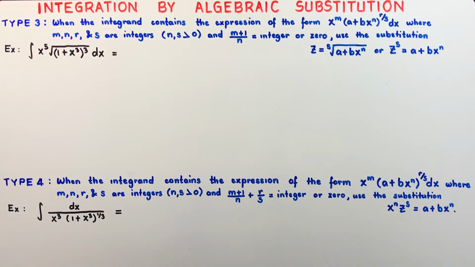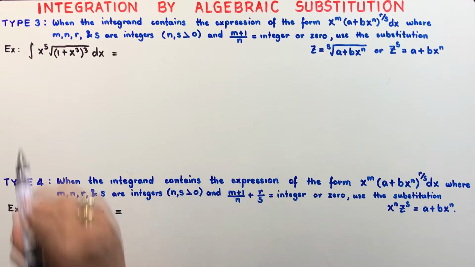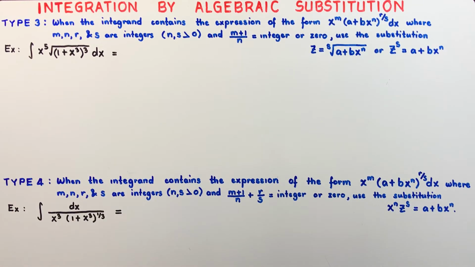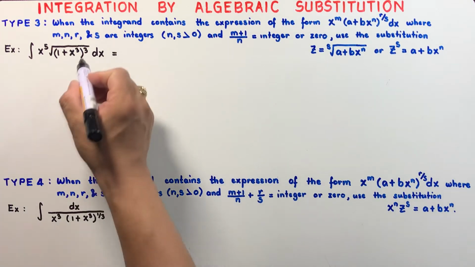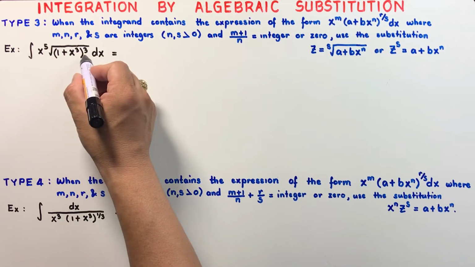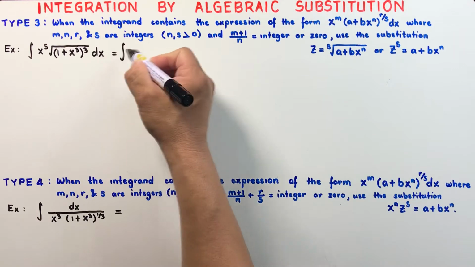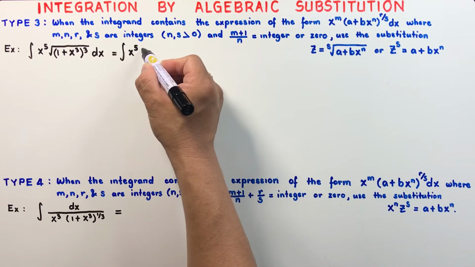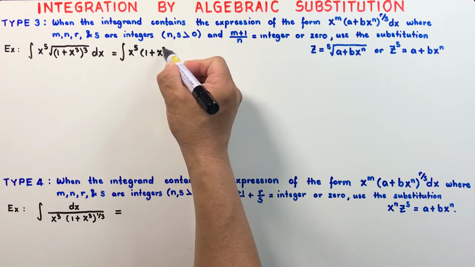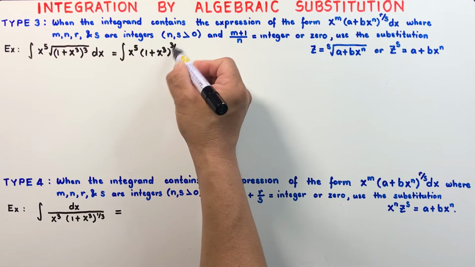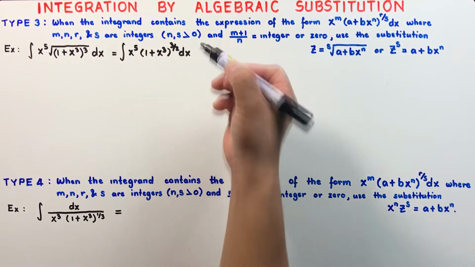So to illustrate this type of integrand, let us solve this example here. What is the integral of x to the power of 5 times the square root of 1 plus x cubed quantity raised to the exponent of 3 dx? Expressing this radical factor in its equivalent exponential form, we have the integral of x to the power of 5 times 1 plus x cubed raised to the exponent of 3/2.